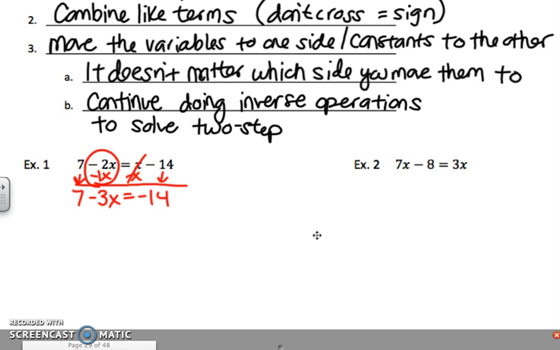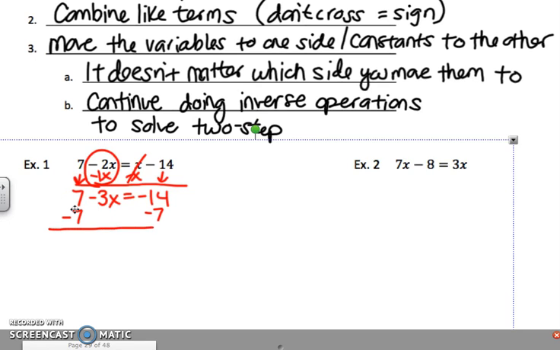I need to look at where the variable is. I've got a 3x right here. I need to get rid of this constant, this 7. The opposite of a 7 is a minus 7. So I'm going to minus 7 on both sides. 7 minus 7 gives me 0. And then I drop down this negative 3x equals, and then negative 14 minus 7 is negative 21. My last step is to divide by the number next to the variable. So divide by negative 3, divide by negative 3. X is going to equal a positive 7.